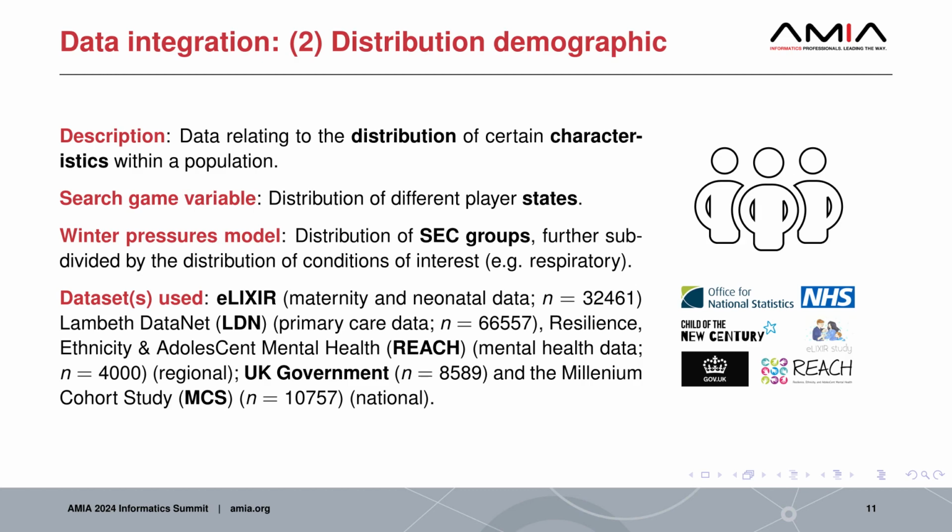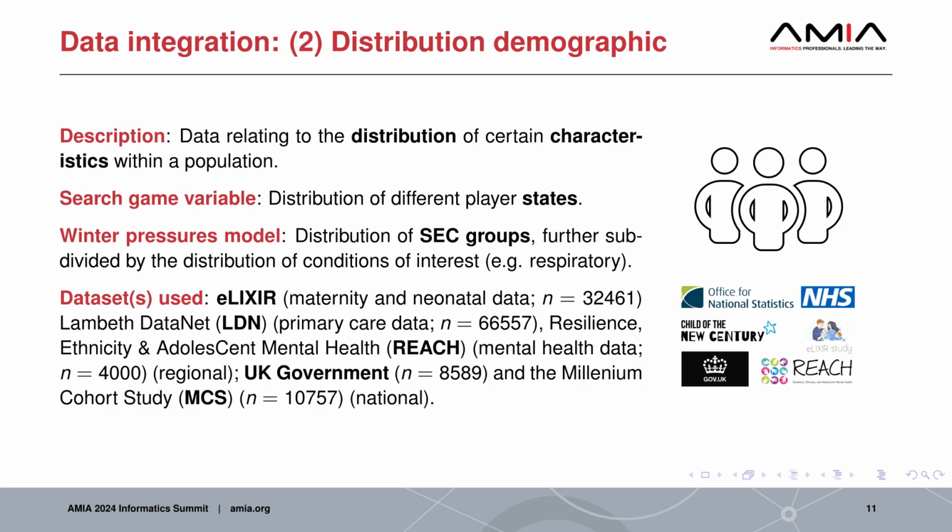And again, in the winter pressures application, we were looking at the distribution of different SEC groups. So the number of individuals, for example, with a high socioeconomic condition that also have families with respiratory conditions. We use lots of data sets for this, mainly Elixir, which is maternity and neonatal data. This was complemented by Lambeth DataNet, LDN, and data from a study called REACH. And then finally, this gave a regional perspective specifically for London.